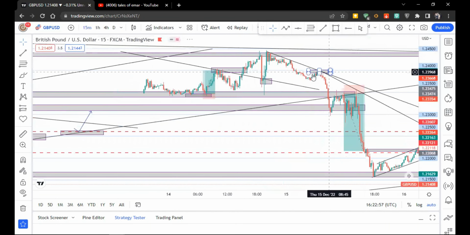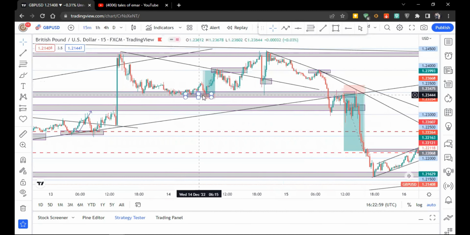We bought from here because of a W pattern, psychological level, previous resistance and support. Shot up. Our take profit was at this psychological level. Now, when it came here, we drew a trend line.